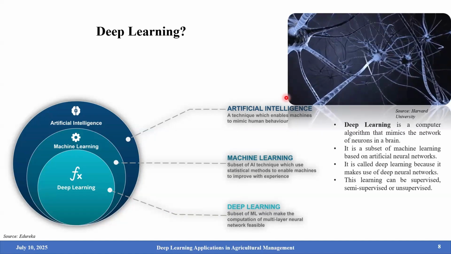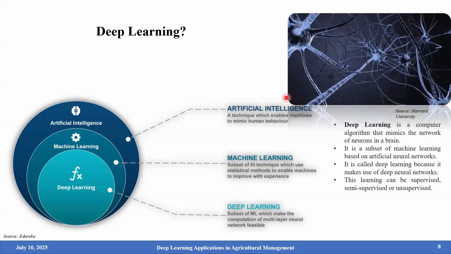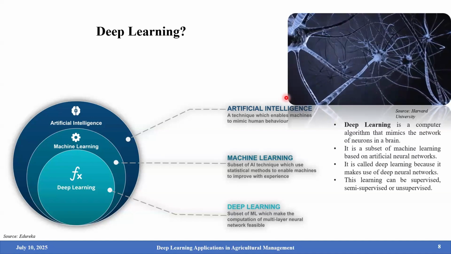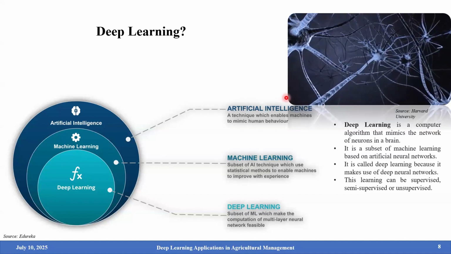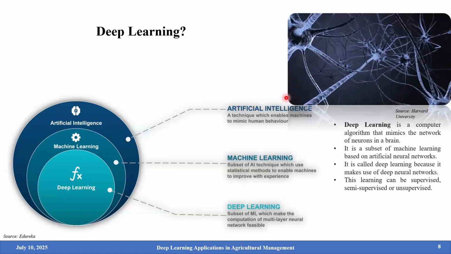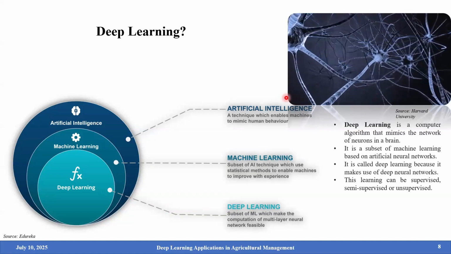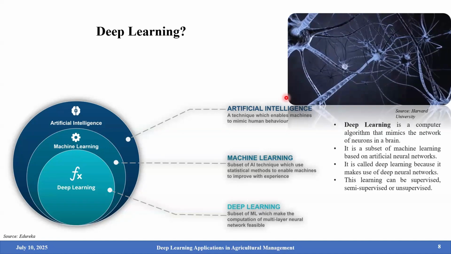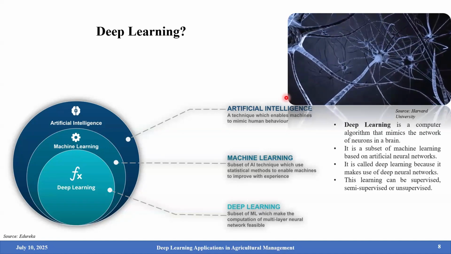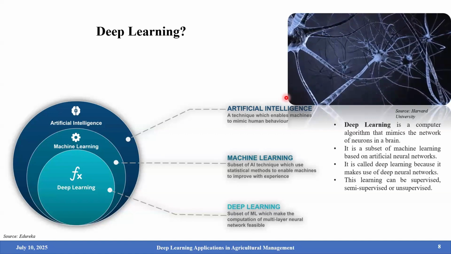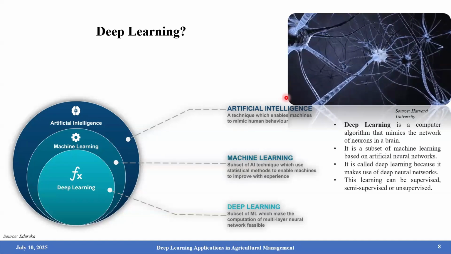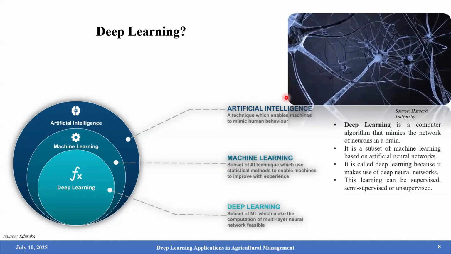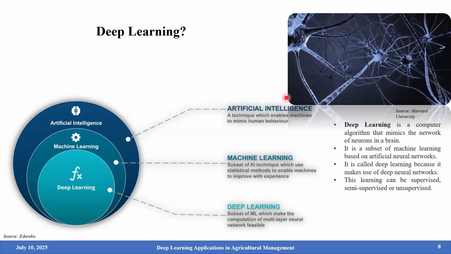Now, deep learning is basically a computer algorithm that mimics the network of neurons in a brain. It's a subset of machine learning based on artificial neural networks. I briefly talk about that. It's called deep learning because it makes use of deep neural networks. And what is a deep neural network? I will briefly mention. And this learning can be supervised, semi-supervised, or unsupervised. And what I'm going to discuss today is basically about supervised learning techniques.